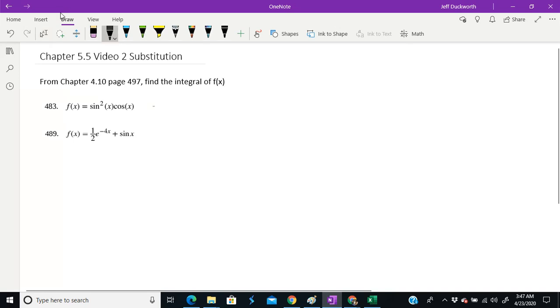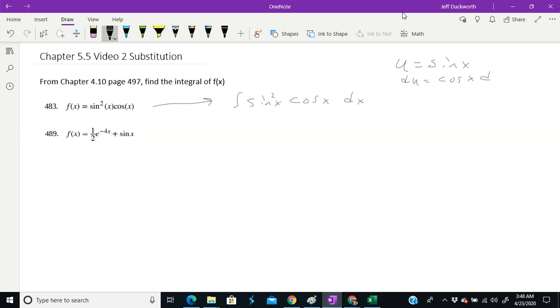All right, so let's take a look at number 483 here. For 483, we want to do the integral of sine squared of x times cosine of x dx. Well, since the sine is in the squared bracket, and we know the derivative of sine is cosine, we have an obvious u here. So we're going to let u equal sine of x, and du is the derivative of that, so du equals cosine of x dx.